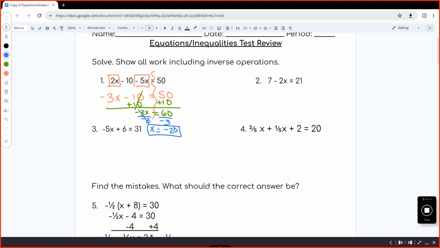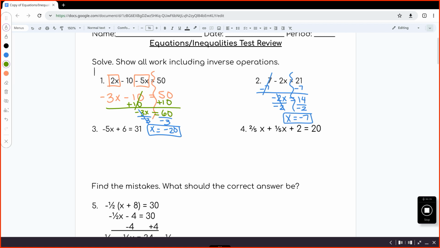All right. Number 2, we have 7 minus 2x is equal to 21. So we're going to draw the river down. We're going to start with our constant. The constant is positive 7. We need to get rid of that positive 7 by doing minus 7 on both sides. All right, those 7s, they cancel out, right? 7 minus 7 is 0. On the left side, we are left with now negative 2x. On the right side, we are left with 14. All right, and now we can divide each side by negative 2, and then you get x is equal to 14 divided by negative 2, which is negative 7.